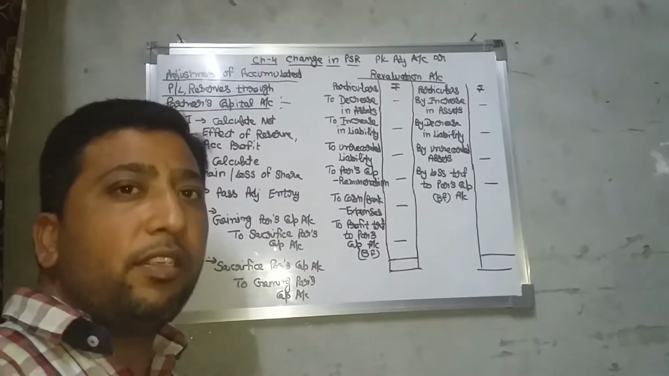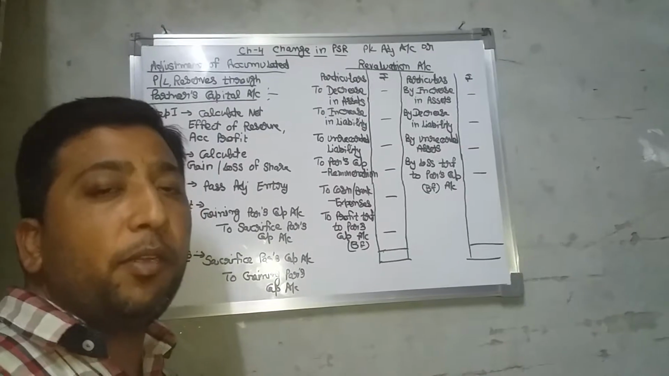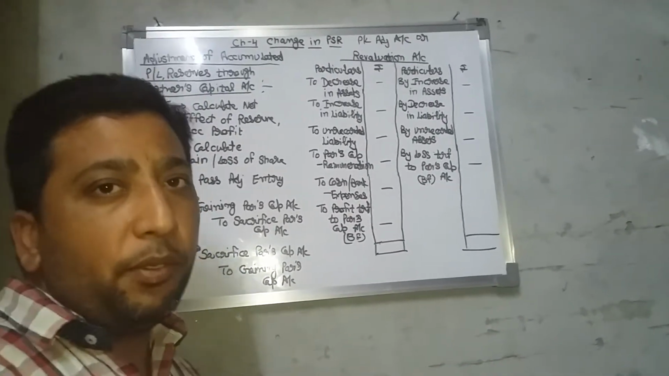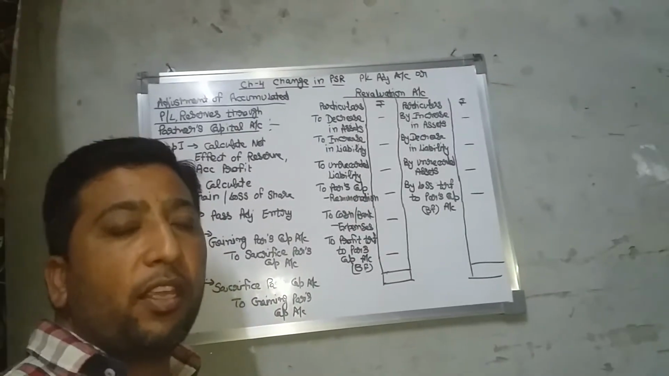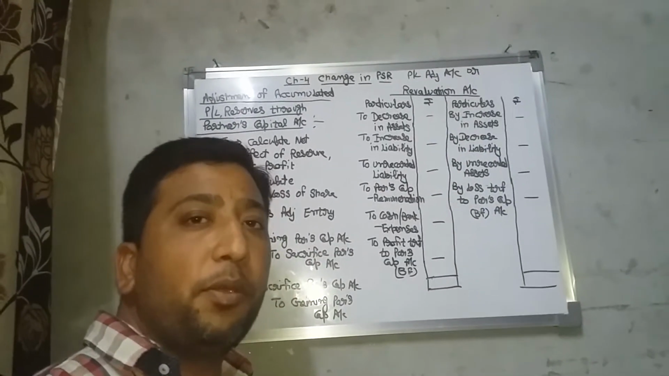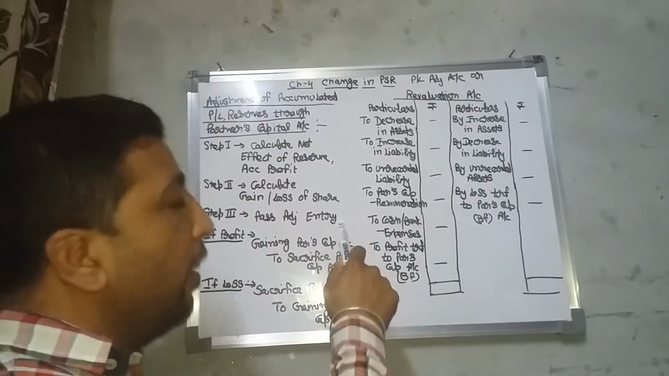Hello students, today we are going to discuss the adjustment of accumulated profit or loss, reserves and surpluses. You can adjust the accumulated profit or loss through the partner's capital account, or you can retain it in the business. You have to follow various steps under this.